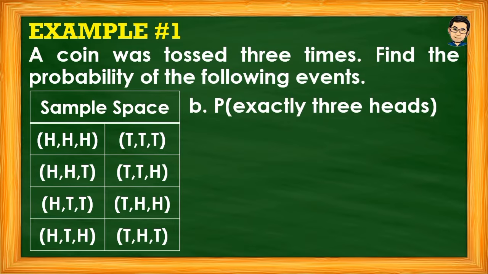Letter B, probability of exactly 3 heads. So, tatlong heads, exactly, saktong 3 heads. So, alam naman natin na isa lang ang magiging possible outcome dito sa exactly 3 heads. Ayan, ito, yung nasa una lang. Okay, so our answer will be 1/8.